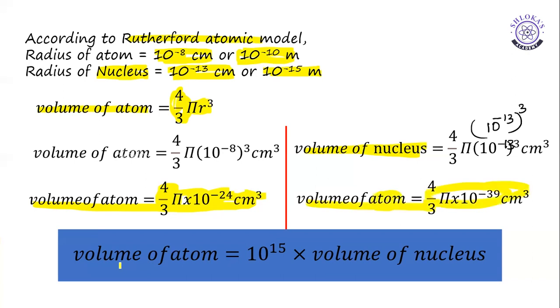Now compare these two values. Volume of atom is equal to 10 to the power of 15 times the volume of the nucleus. This is how Rutherford compared the volume of atom with its nucleus, and he proved that the volume of atom is 10 to the power of 15 times larger as compared to its nucleus volume.